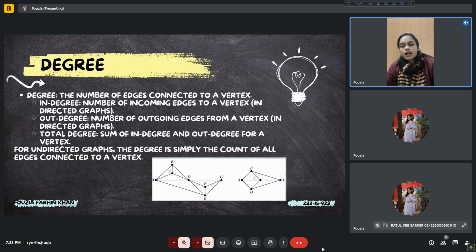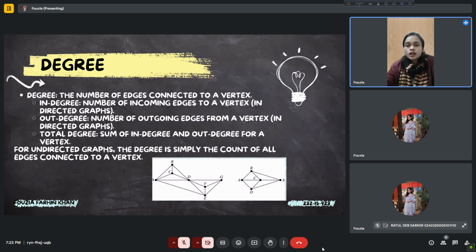In degree and out degree. In a directed graph, each vertex has an in degree, the number of incoming edges, and an out degree, the number of outgoing edges. The total degree of a vertex is the sum of its in degree and out degree.